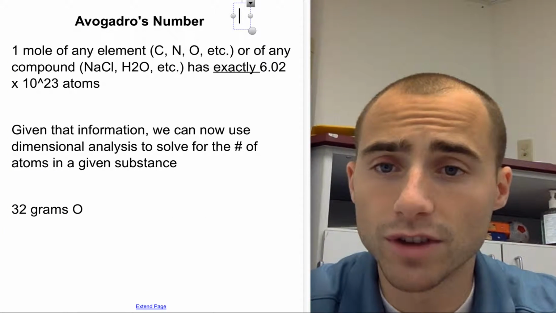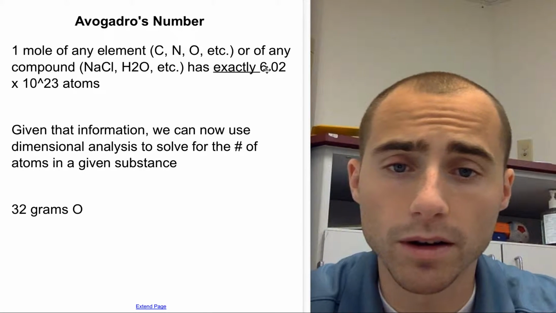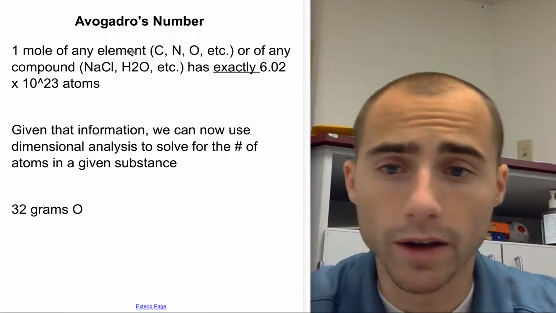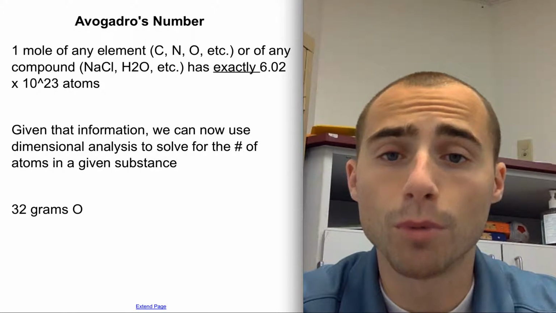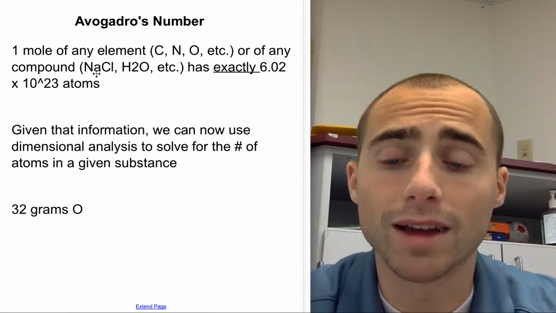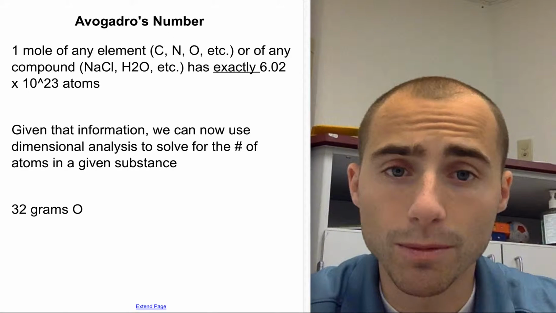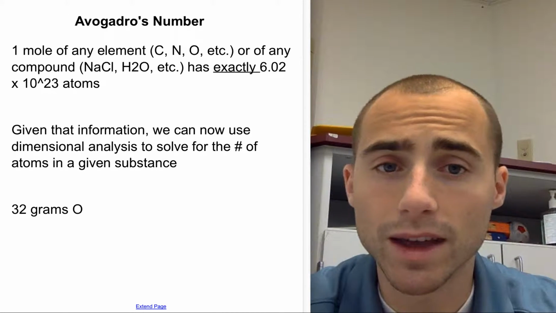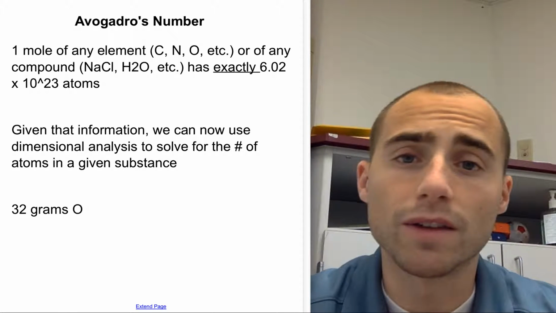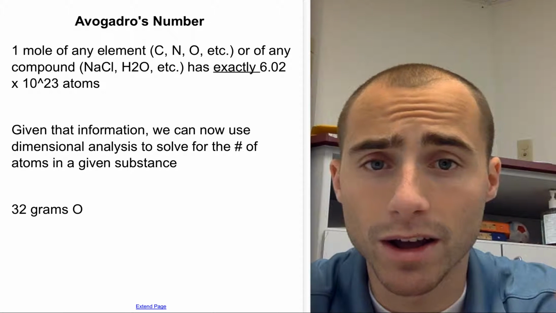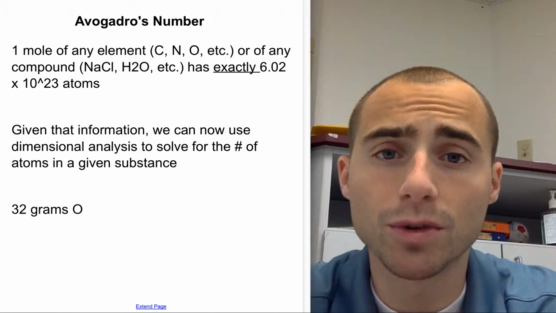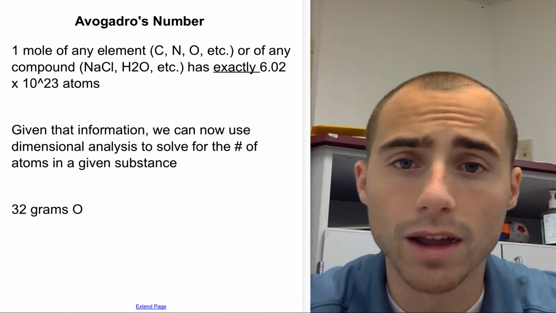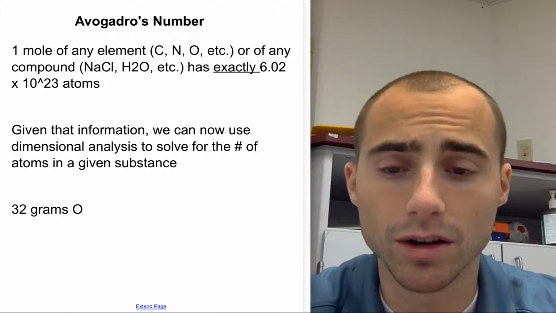Now the one addition that we have to the problem here using Avogadro's number, 6.02 times 10 to the 23rd, is the fact that 1 mole of any element, like carbon, nitrogen, oxygen, or of any compound like sodium chloride or water or nitrogen dioxide, has exactly 6.02 times 10 to the 23rd atoms. What that means, if I was holding 1 mole of oxygen in my hand right now, I would be holding 6.02 times 10 to the 23rd oxygen atoms. If I had 1 mole of salt, which is NaCl, I would be holding exactly 6.02 times 10 to the 23rd atoms.